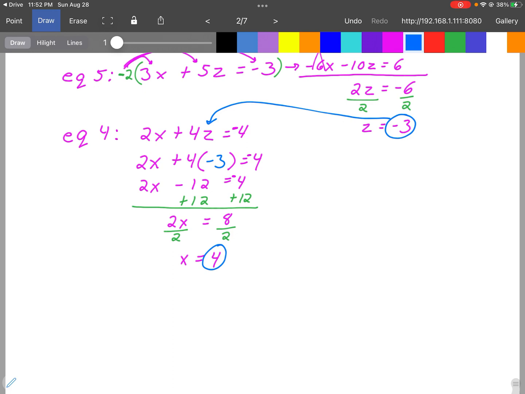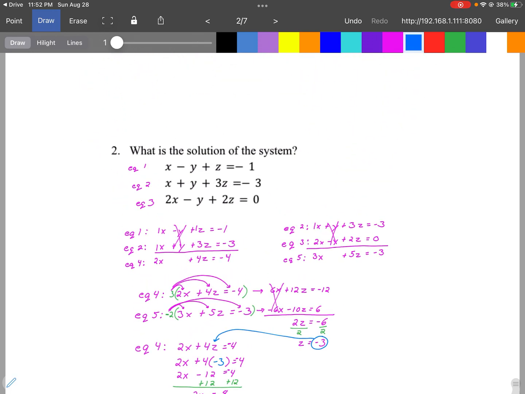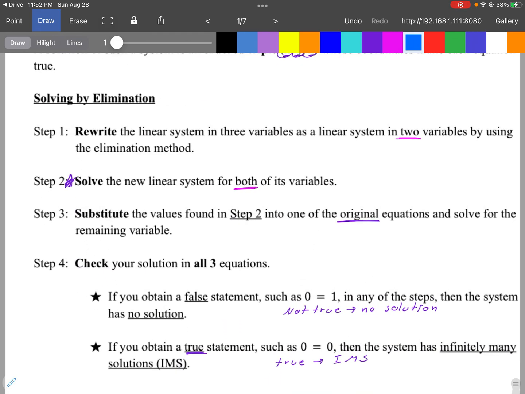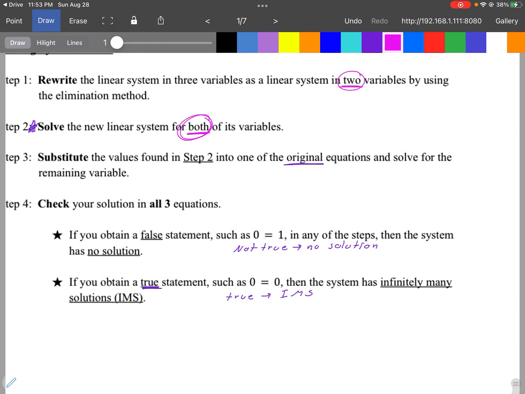I have an answer for z and I have an answer for x. The only variable I don't know is y. So if we go back to our steps, we have now finished step 1. We've got it written in two variables. We have now solved for both of those variables.